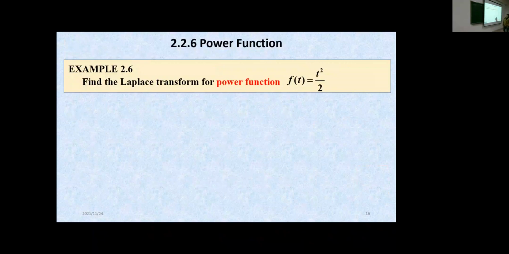Then, how about the power function? Find the Laplace transform for the power function, t squared divided by 2. At least, according to the definition, you can write down one equation. You're really good at math. Yes, still integration by parts.